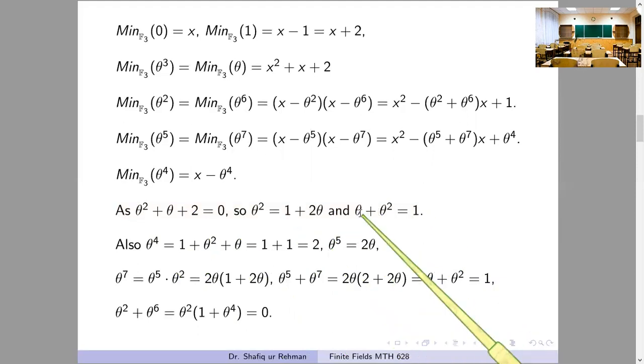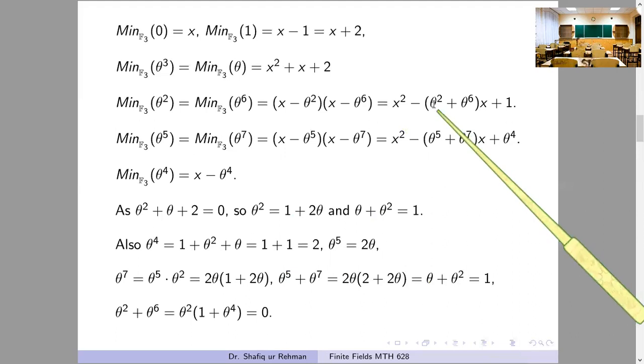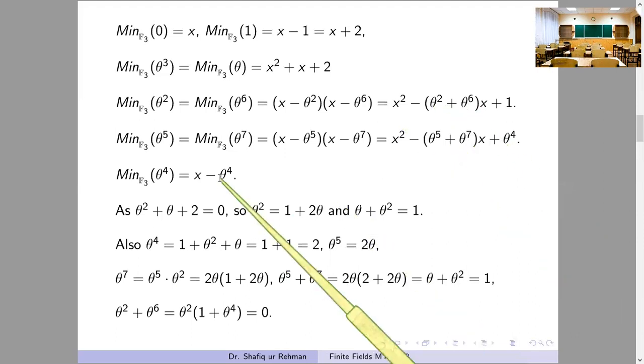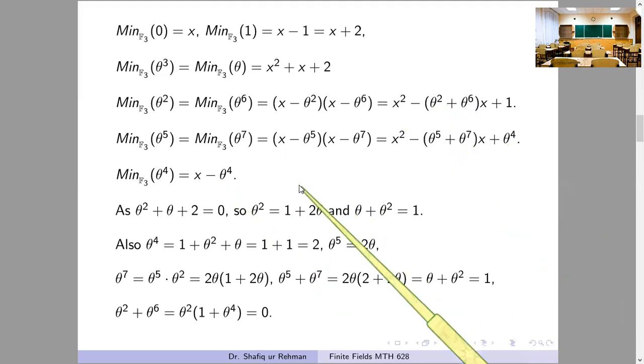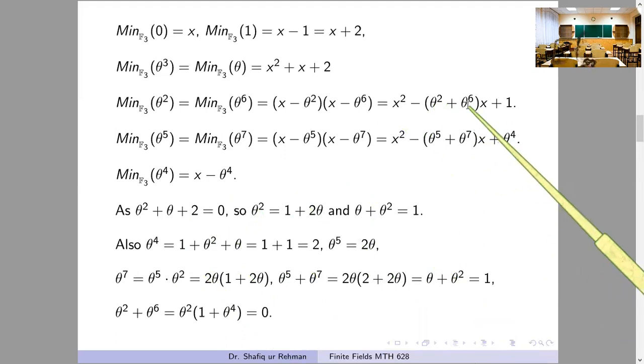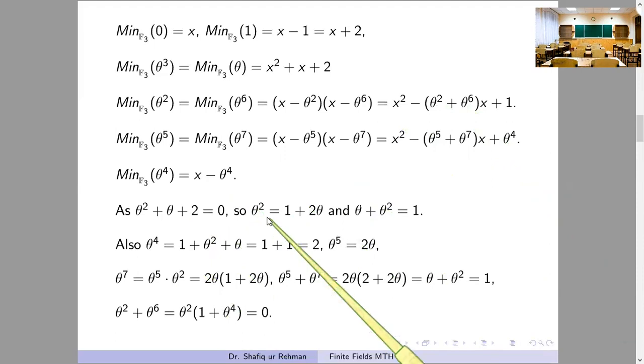And now our target is to find the values of this. And there is no fixed method. You have a freedom of choice. You can calculate these values by any method that is convenient for you. For instance, first of all I want to find theta square plus theta 6, and I proceed as follows. I take the square of both sides of this polynomial.